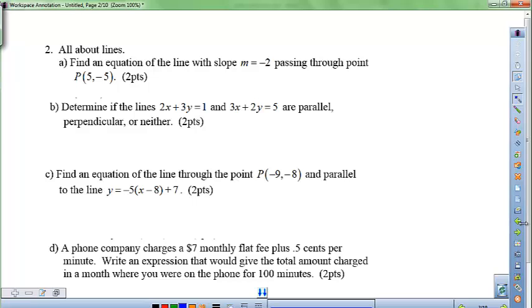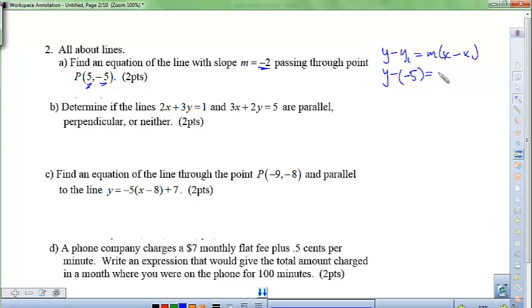Number 2 is all about lines. It says here to find an equation of a line with a slope m equal to -2 passing through the point (5, -5). So this is nothing but a formula. y minus y1 is equal to m times (x minus x1). If you solve for this, you have your y1 and your x1. That's y1 is -5, x1 is 5, and then your m is -2. So let's just plug that into the formula. y minus y1 is equal to the slope, -2, times (x minus x1).